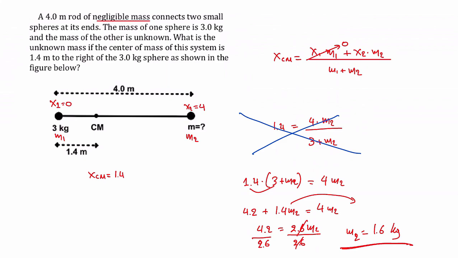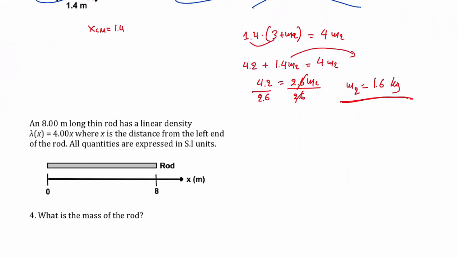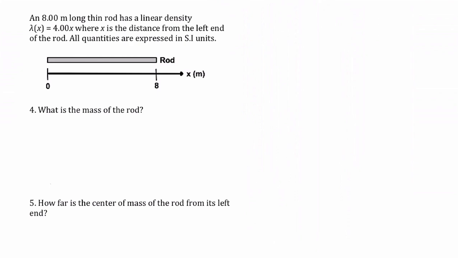And again, this answer makes sense, because if mass 2 is 1.6 and mass 1 is 3 kg, then the center of mass will be closer to the heavier object, which is the 3 kg. We can move on to our next question, which is an application of an object that has non-uniform mass density. Now, in this case, the formula for the center of mass changes to the integral of x times dm, divided by the total mass, which is the integral of dm.